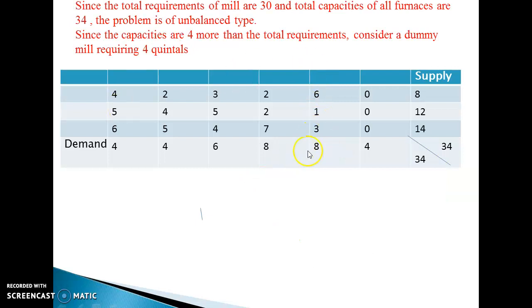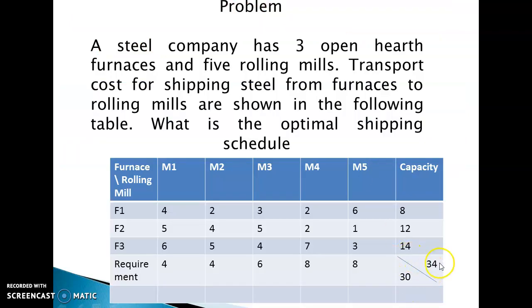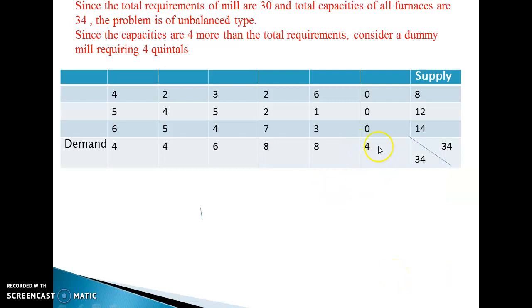For solving this, we need to have a dummy column, that is, a column that represents a mill. So, we need to have a dummy mill. The requirement of that will be 4. That should balance it, since the difference between capacity and requirement is 4. So, the 4 units have to be added here. Now, if you find the total of the demand and supply, it is equal.